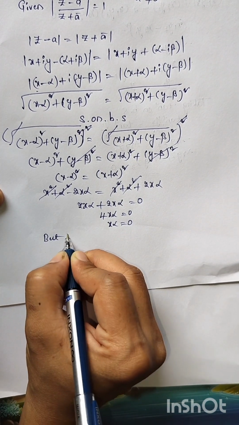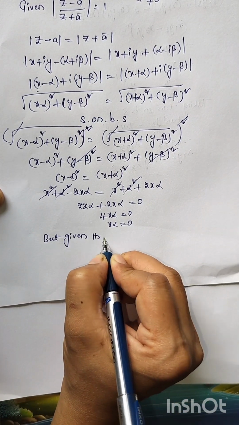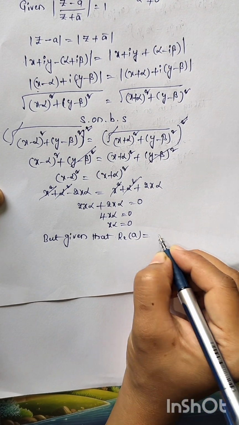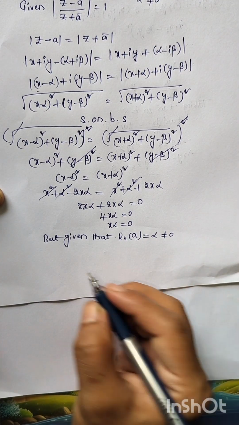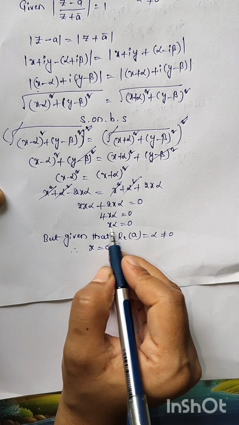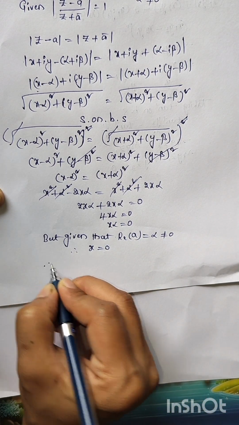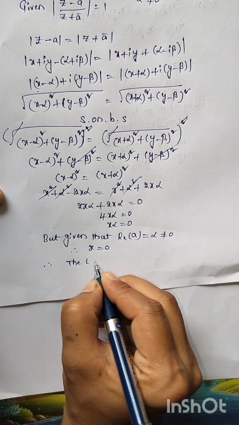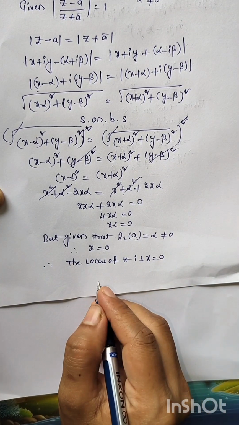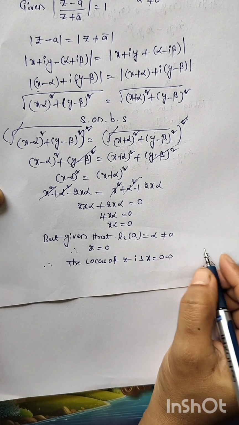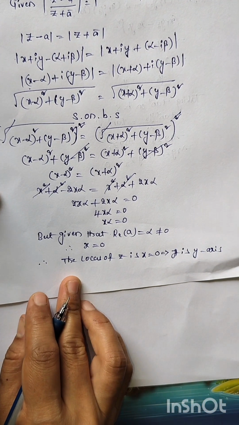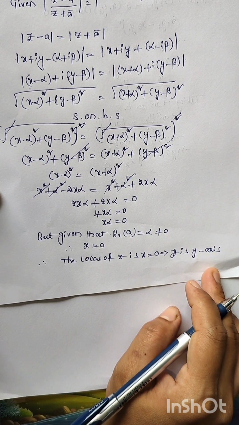But given that real part of a is not equal to 0, real part of a means alpha not equal to 0. Therefore, x alpha equal to 0 with alpha not equal to 0 gives x is equal to 0. Therefore the locus of z is x is equal to 0, which implies it is the y axis. X is equal to 0 means it is the y axis.